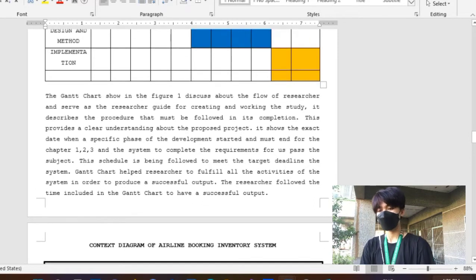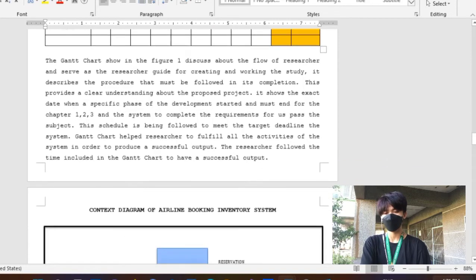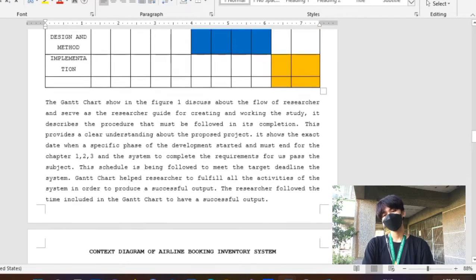It shows the exact date when a specific phase of the development started and must end. Chapters 1, 2, and 3, and the system are needed to complete the requirements for the subject. This schedule is being followed to meet the target deadline. The Gantt chart helps the researchers to fulfill all the activities of the system in order to produce a successful output. The researchers followed the time included in the Gantt chart to have a successful output.